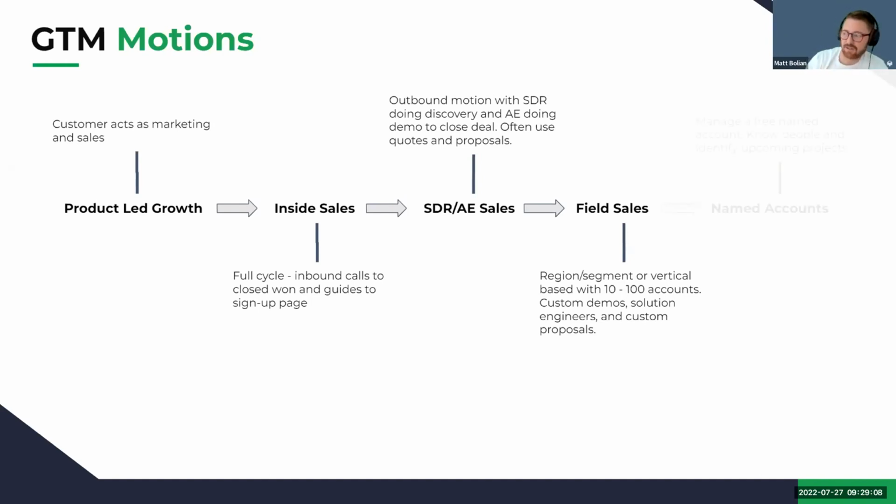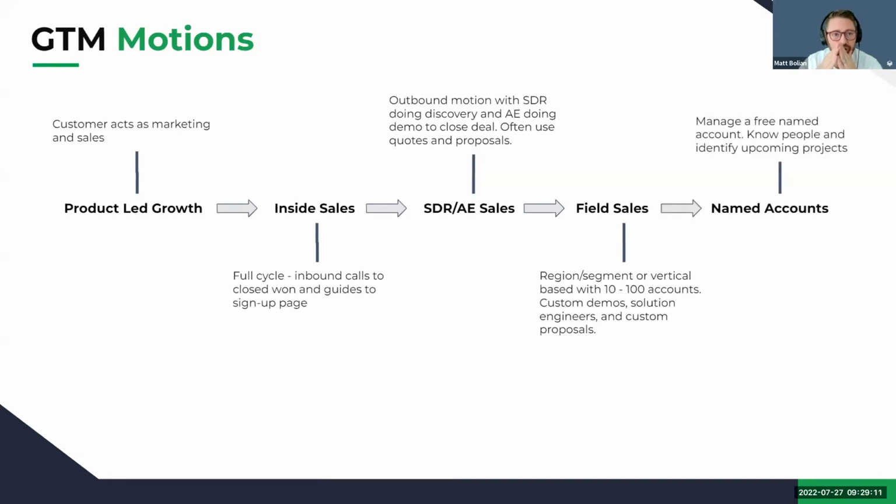The last is you have named accounts that are large entities. Think Amazon, Cisco, and it's less about prospecting into an account, and more about you knowing all the people. You're flying out to see them, and you're identifying upcoming projects. So there are your large multi-million-dollar deals with those super long 9 to 18 month sales cycles. So here are the 5 sales go-to-market motions that we're using.